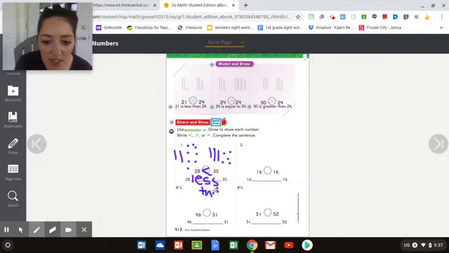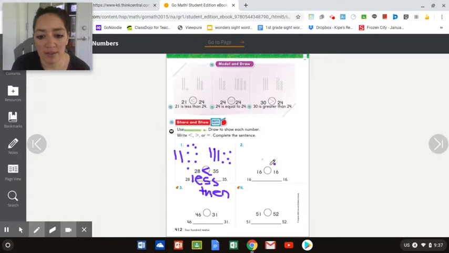okay? So if you look up at the top, it shows you if the arrow is pointing to the one number, it says right there, 21 is less than 24. If they're equal, it tells you how to spell it right here. If the number is greater, it tells you how to spell it right here.